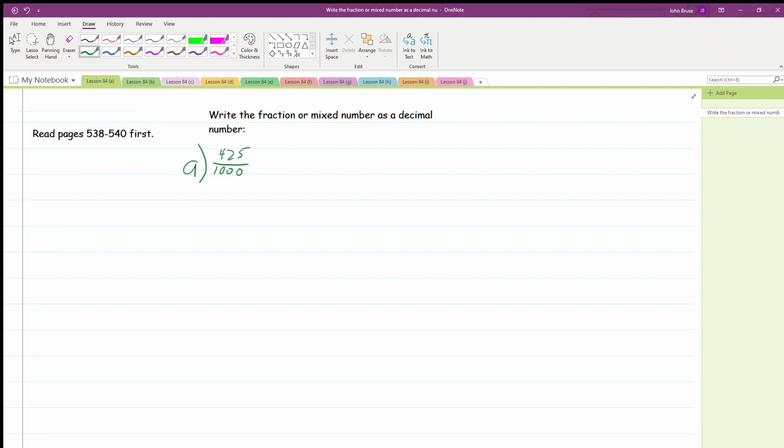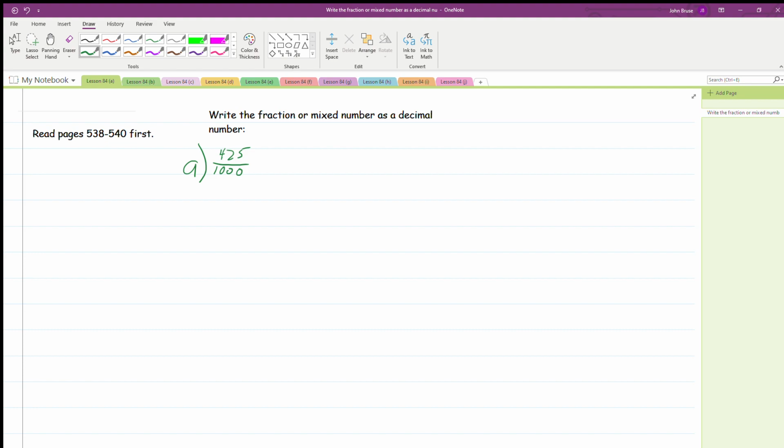All right, we're going to work on lesson 84 today. Before you start, I want to make sure that you've read page 538 through page 540 first. As I'm going through the video, you can pause or rewind as you need if I go too fast. And it's very important that you write these down so you have examples to help you with the written practice.